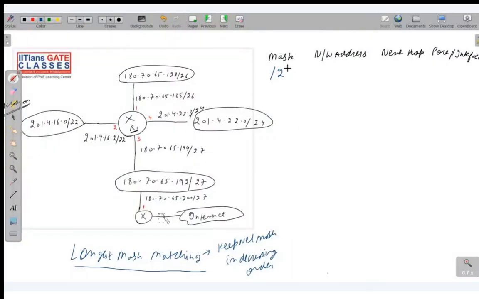So first of all we will take slash 27. Why? Because it has the largest number of ones. I have told you, keep the net mask in decreasing order. So slash 27 I will keep. And what is the net ID? 180.70.65.192. And what is the next hop? This router is connected to this network directly, so next hop will be dash. Port or interface number 3.